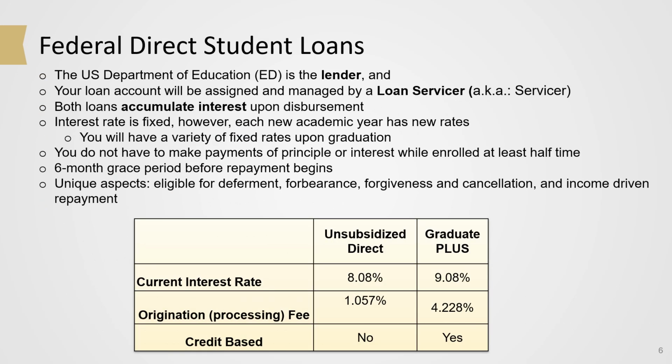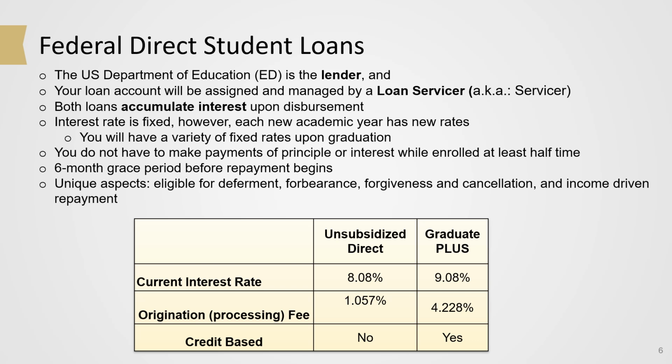Next, let's look at federal direct student loans. These include the unsubsidized direct student loans and the Graduate Plus student loans. For both of these, the U.S. Department of Education, ED, is the lender, and your loan account will be assigned and managed by a loan servicer, or servicer. Both loans do accumulate interest upon disbursement.